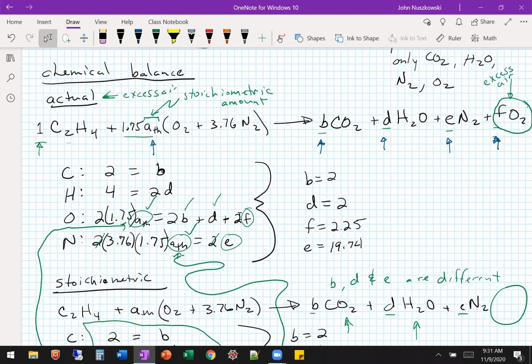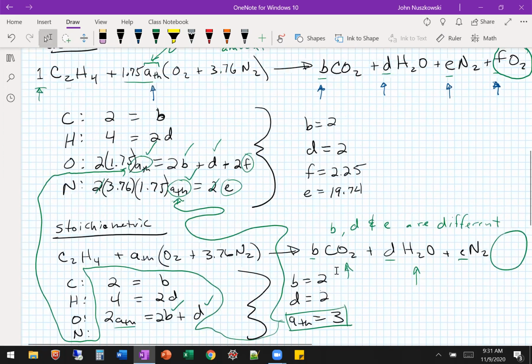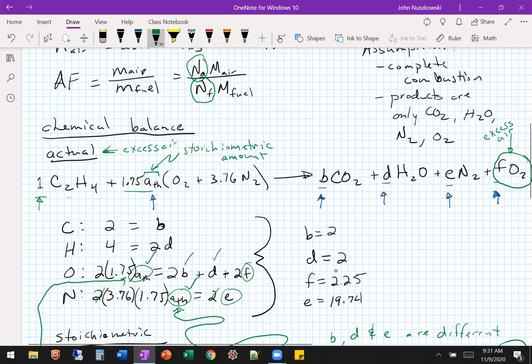Would that be the 1.75 times A theoretical? Mostly there. There's one thing we're missing. Okay, so 1.75 times our A theoretical. Let's write that in there. And then there's this that we're multiplying times, which is our 4.76.